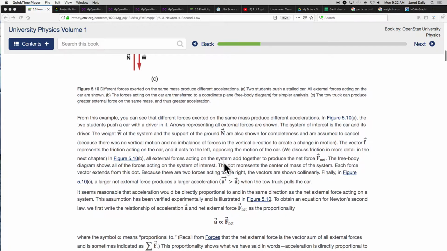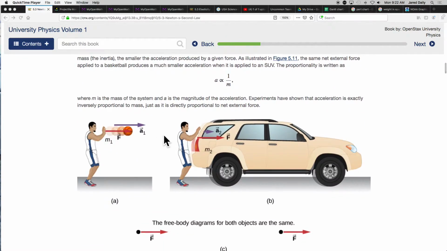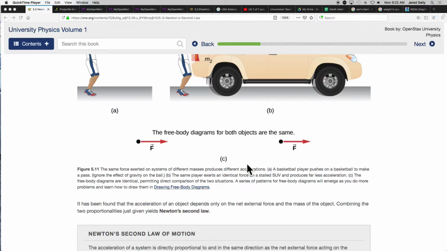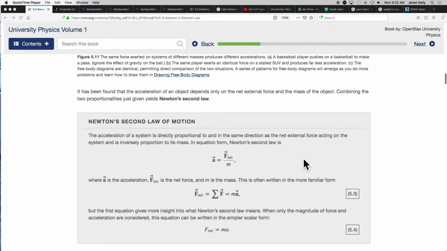So here you have a basketball player passing a basketball with a large acceleration. With the same push, he gets a small acceleration pushing the SUV. Right? Even though the forces are the same, the accelerations are different. And we're going to see that again here in a second.